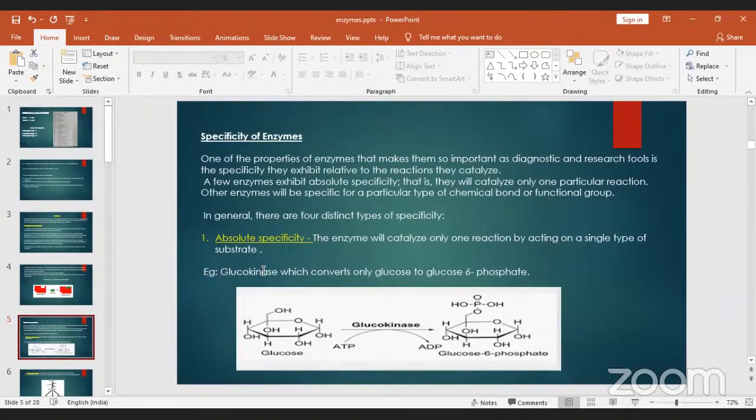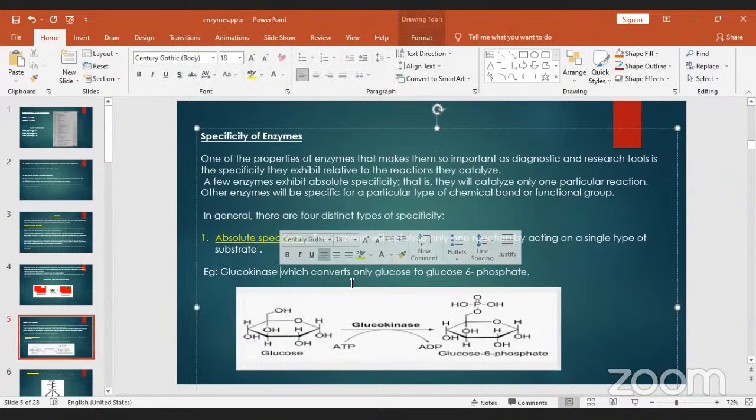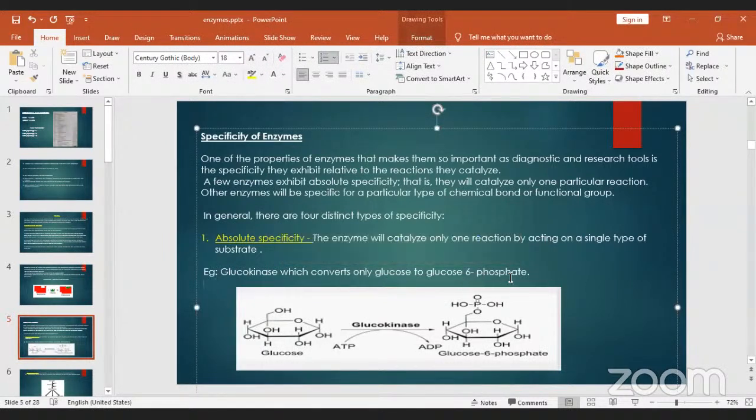The example given is glucokinase, which converts only glucose to glucose 6-phosphate. In this reaction, glucose converts into glucose 6-phosphate in the presence of the enzyme glucokinase. One phosphate is utilized in this reaction, meaning ATP converts into ADP. So this is absolute specificity.